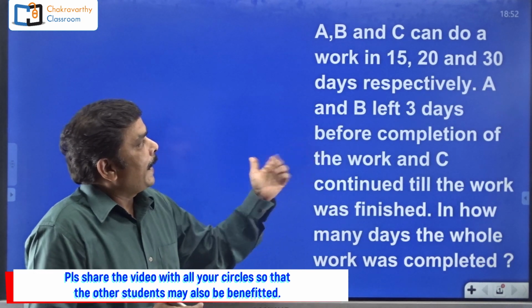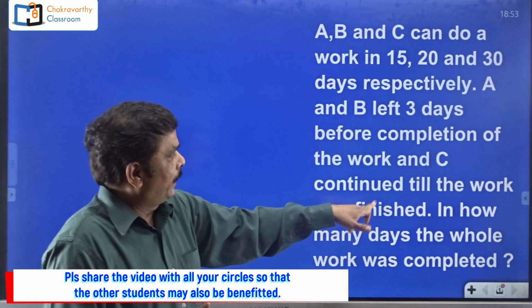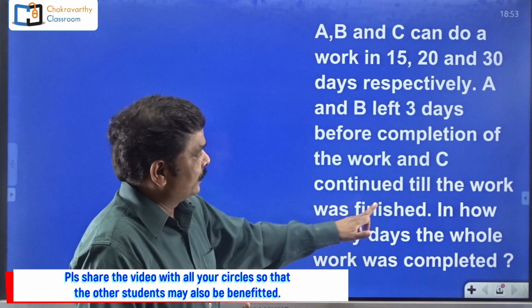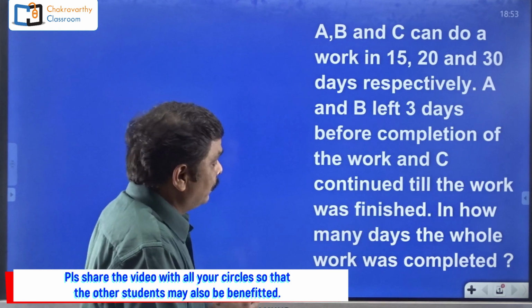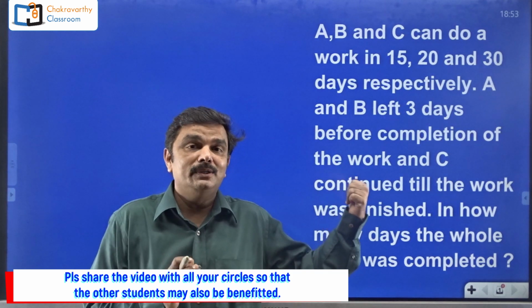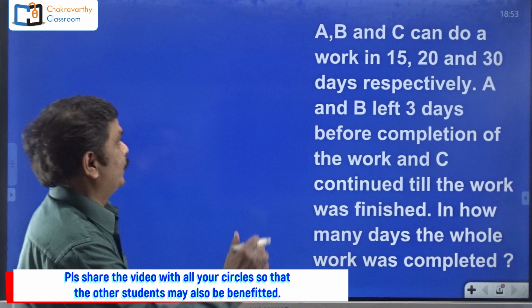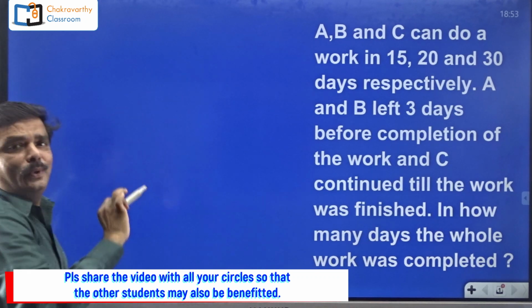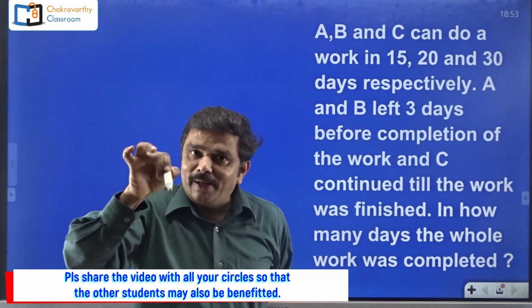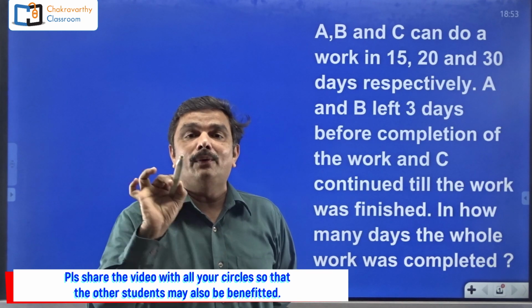After that, A and B left 3 days before completion of the work and C continued till the work was finished. In how many days the whole work was completed is the question. Here there is a twist. What's the meaning of that one? You have to understand it in this way, students. Actually, you need not write this one on the paper. Just to explain that one to you, I am writing here. As less as possible you have to write on the paper.